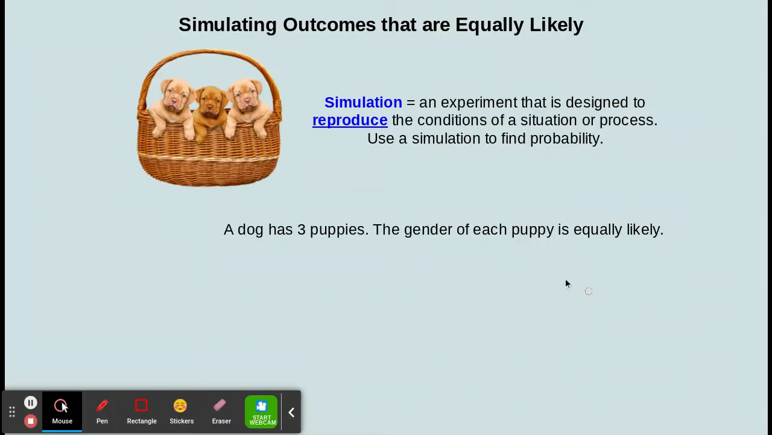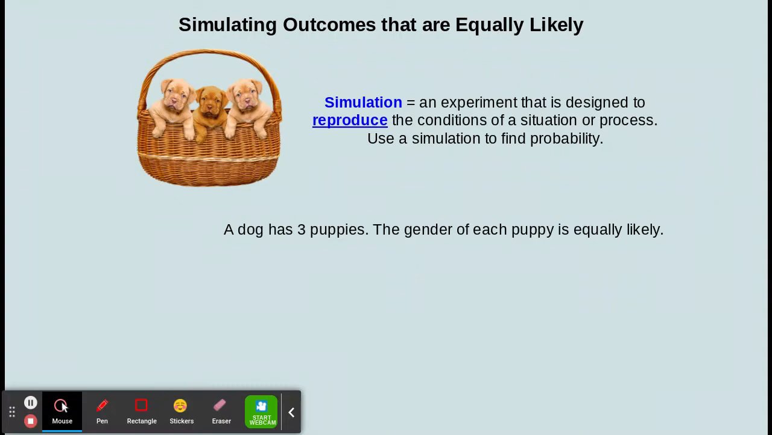7.4 Simulations. In this section, we are going to simulate outcomes that are equally likely. We're going to create a simulation, which is an experiment that is designed to reproduce the conditions of a situation or process. And we're going to use this simulation to find probability.